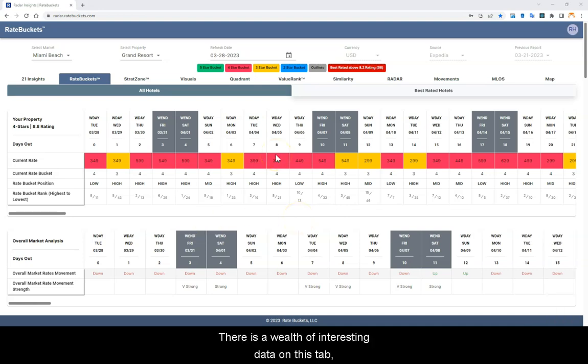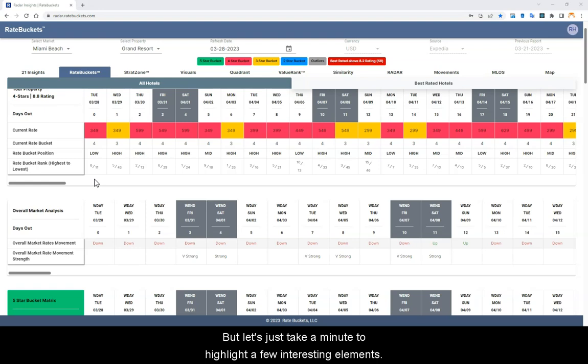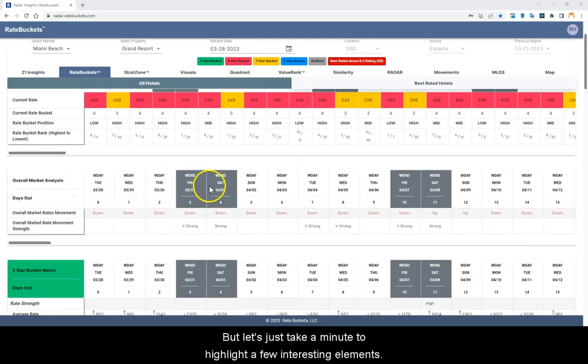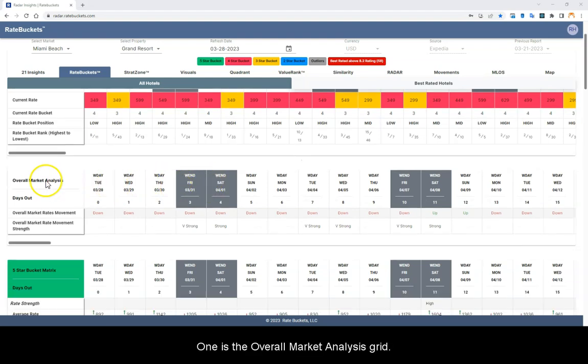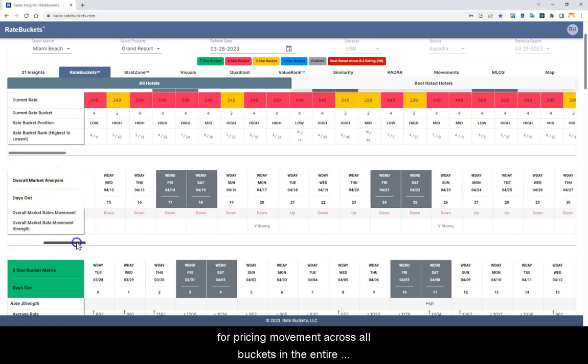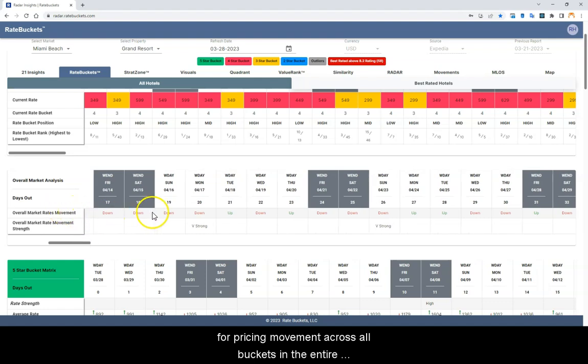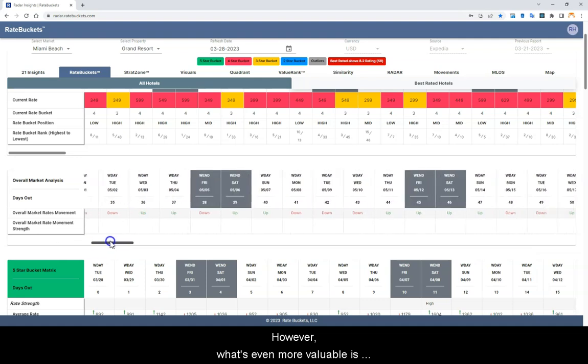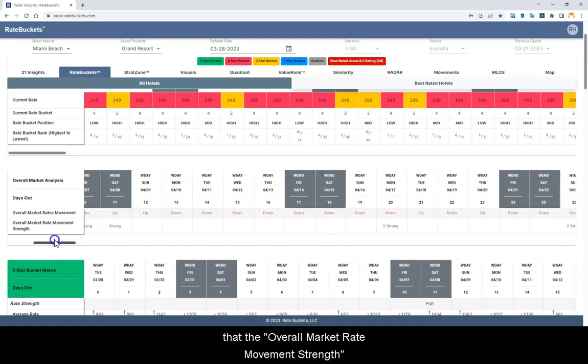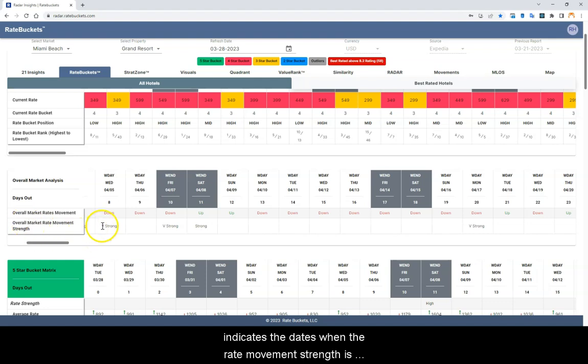There is a wealth of interesting data on this tab, but unfortunately, we don't have time to get into all of it in this demo. But let's just take a minute to highlight a few interesting elements. 1 is the overall market analysis grid. Here, you can see the overall trend for pricing movement across all buckets in the entire market from the previous report. However, what's even more valuable is that the overall market rate movement strength indicates the dates when the rate movement strength is statistically significant, which means it's outside of the usual range.